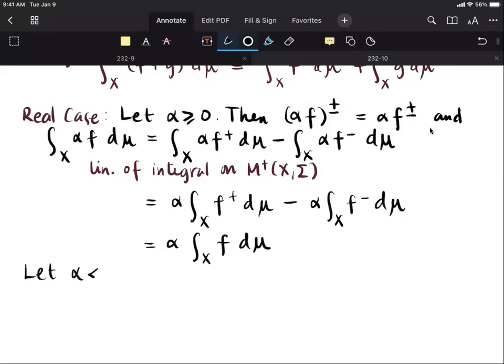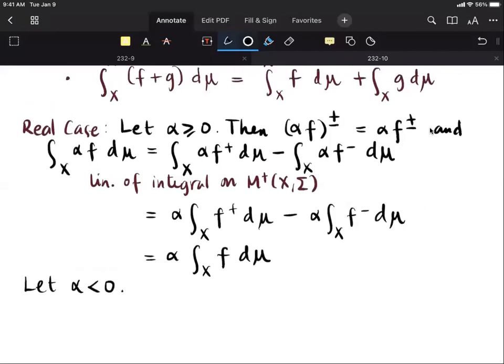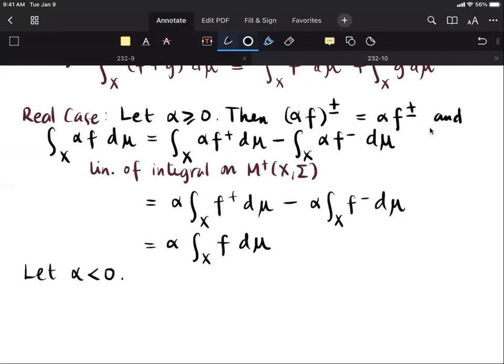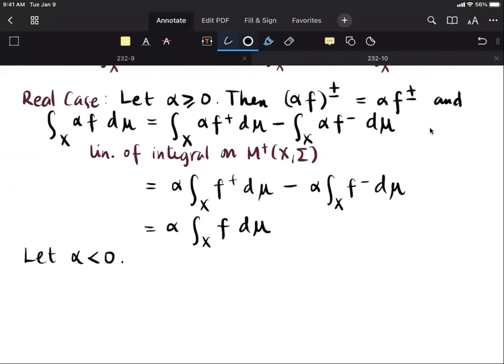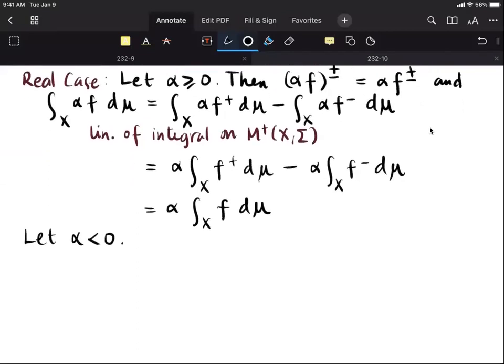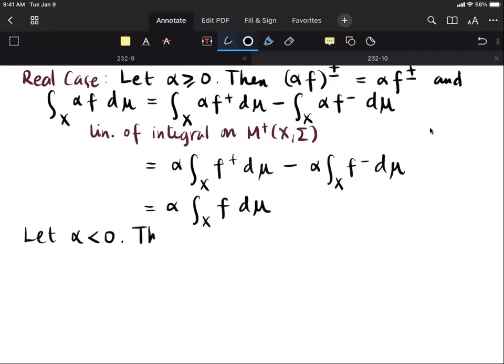So that would be the positive or the non-negative scalar case. For a negative scalar alpha, the positive and negative parts will be switched. So I have here negative alpha times f minus plus. And this is the same, since alpha is negative, as the absolute value of alpha times f minus plus.